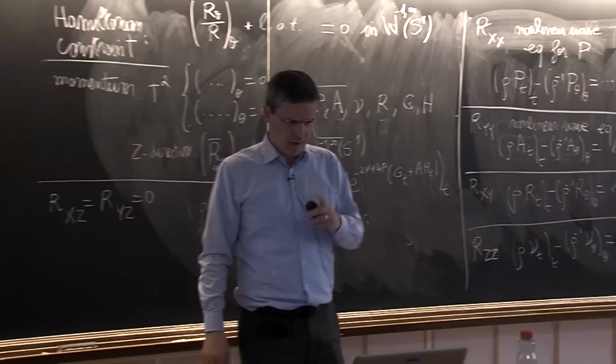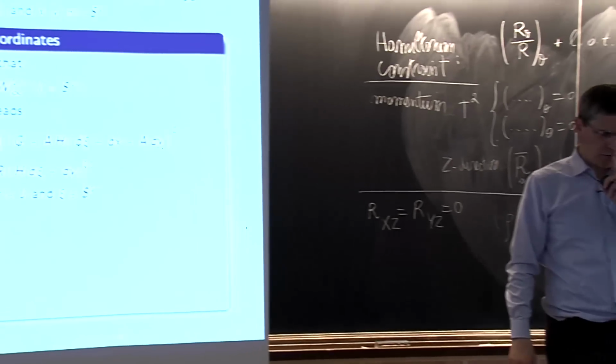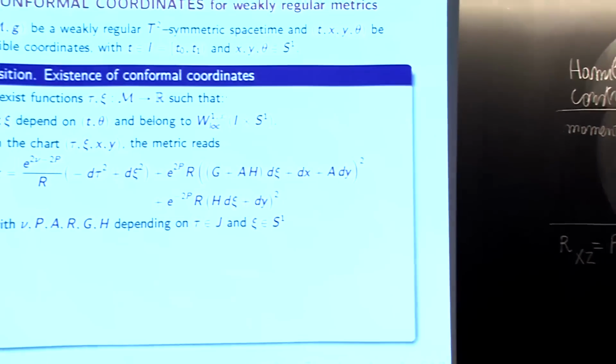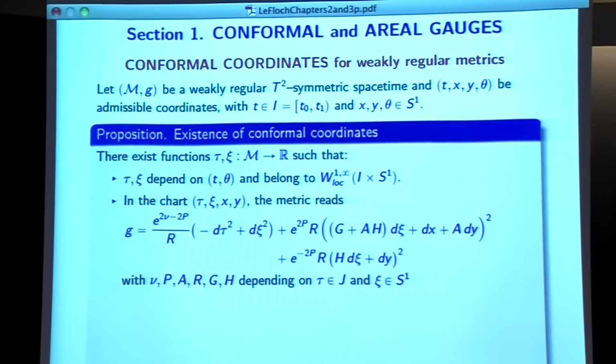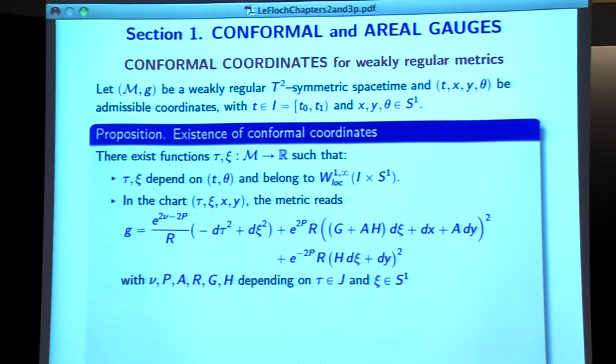and we look at such a region of the spacetime, and we want to find arguments to solve the Einstein equations in such a region. And the first question is whether we can find conformal coordinates, right? Admissible coordinates, this is something that is given by the symmetry and the decomposition that we have made. So the first question is whether we can find conformal coordinates.